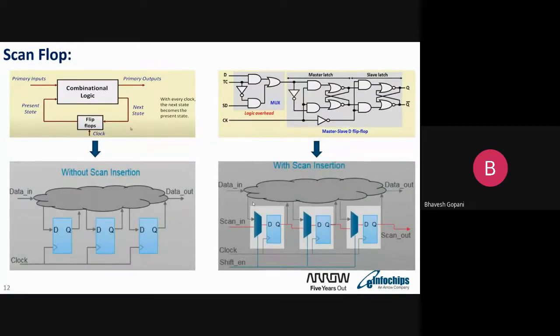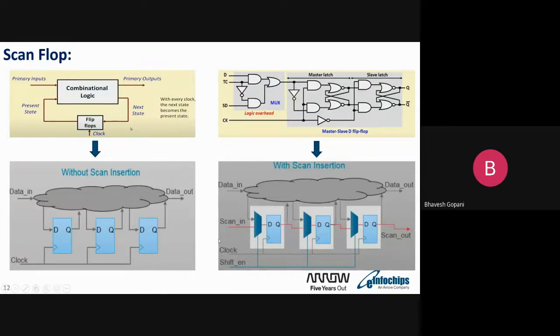Scan flop. I think most of the people might be aware. So this is the normal design we can say, and these are the sequential elements placed in our design. During the DFT insertion we are not inserting any new flops for controllability and observability, but we are using the existing sequential elements, and we can replace them with a mux, or we can say this flop we will convert into a scan flop.